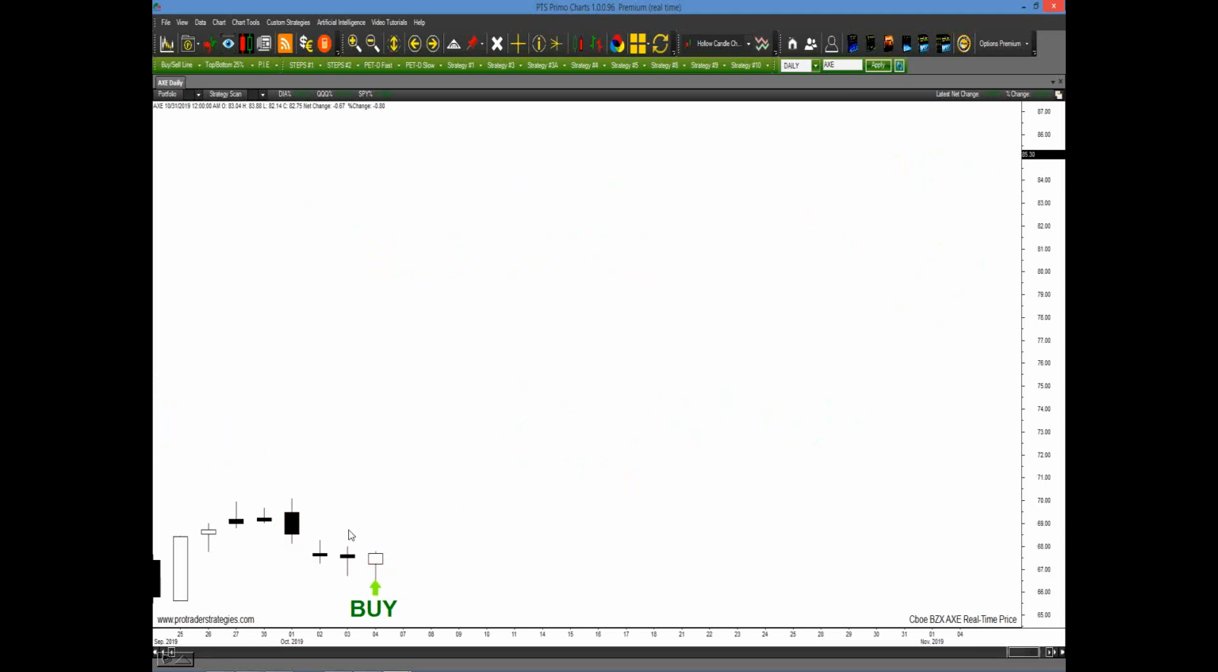Okay. All right, let's look at AXE. All right, another buy signal has been generated by strategy number 4 alone.